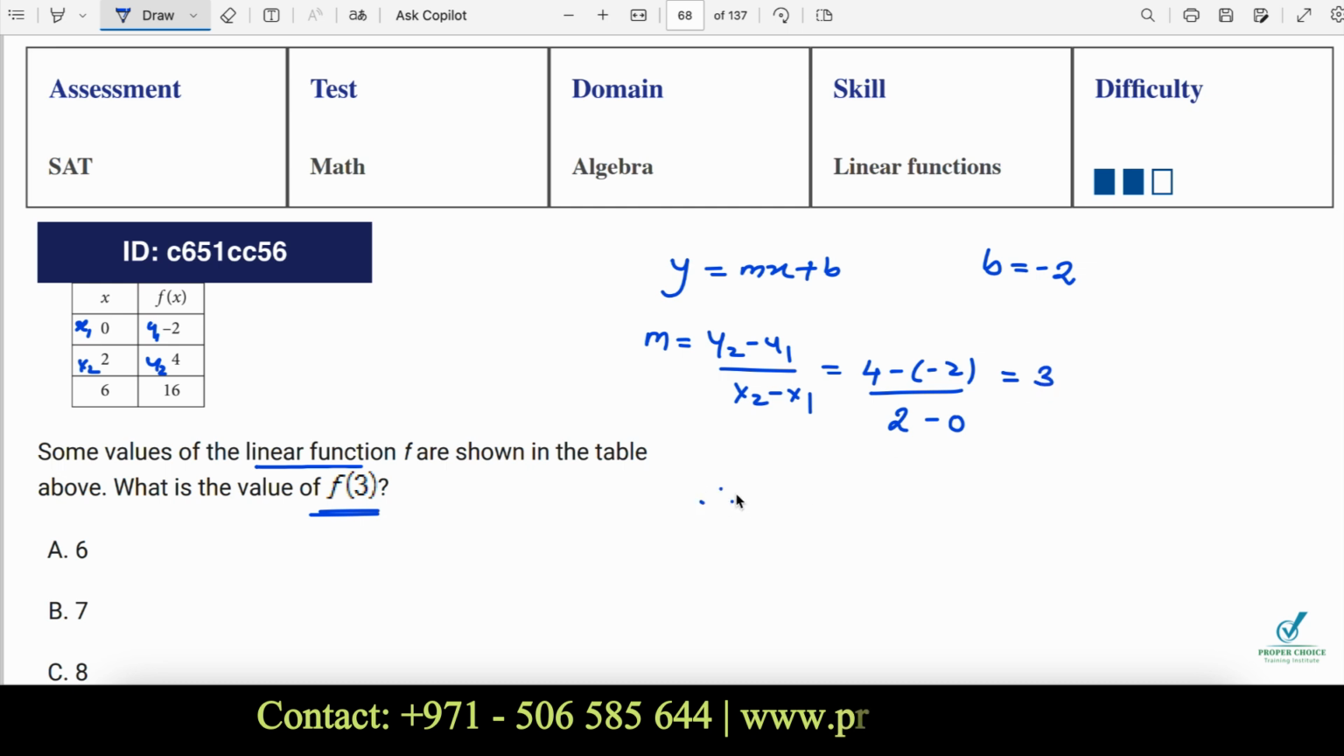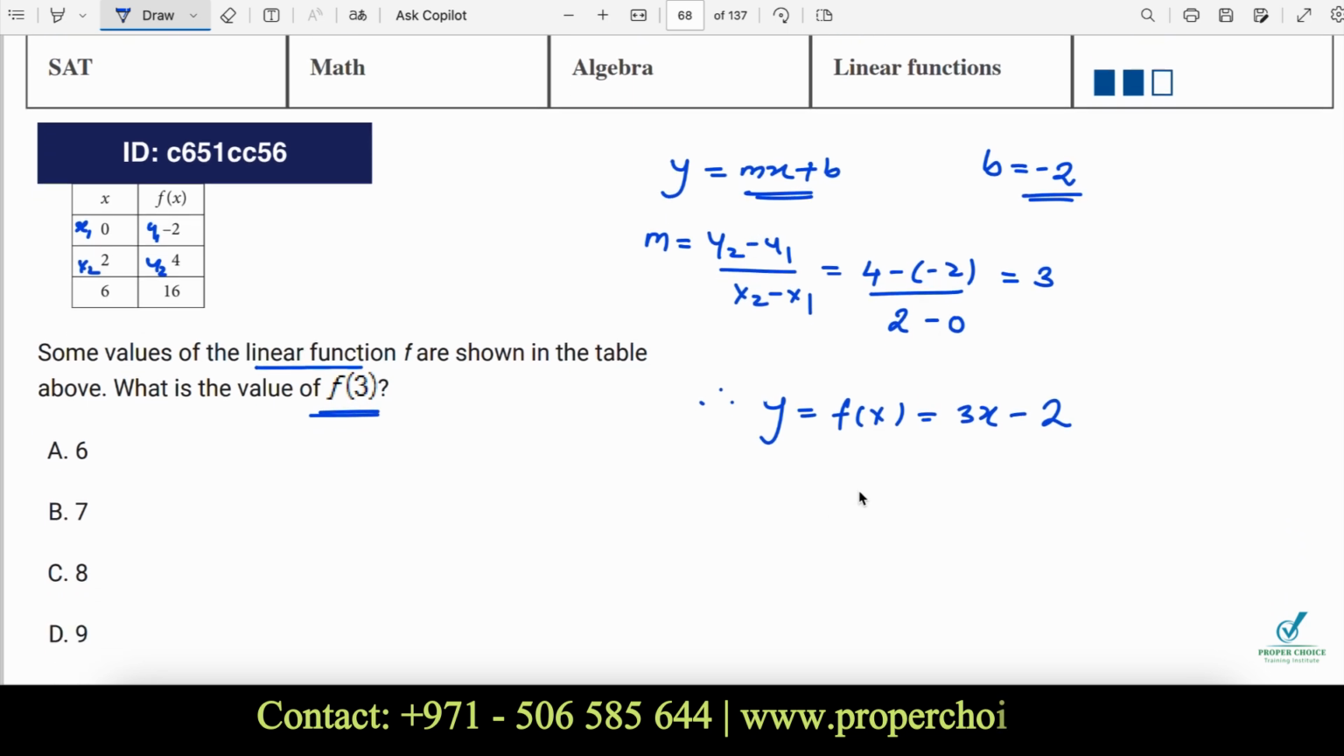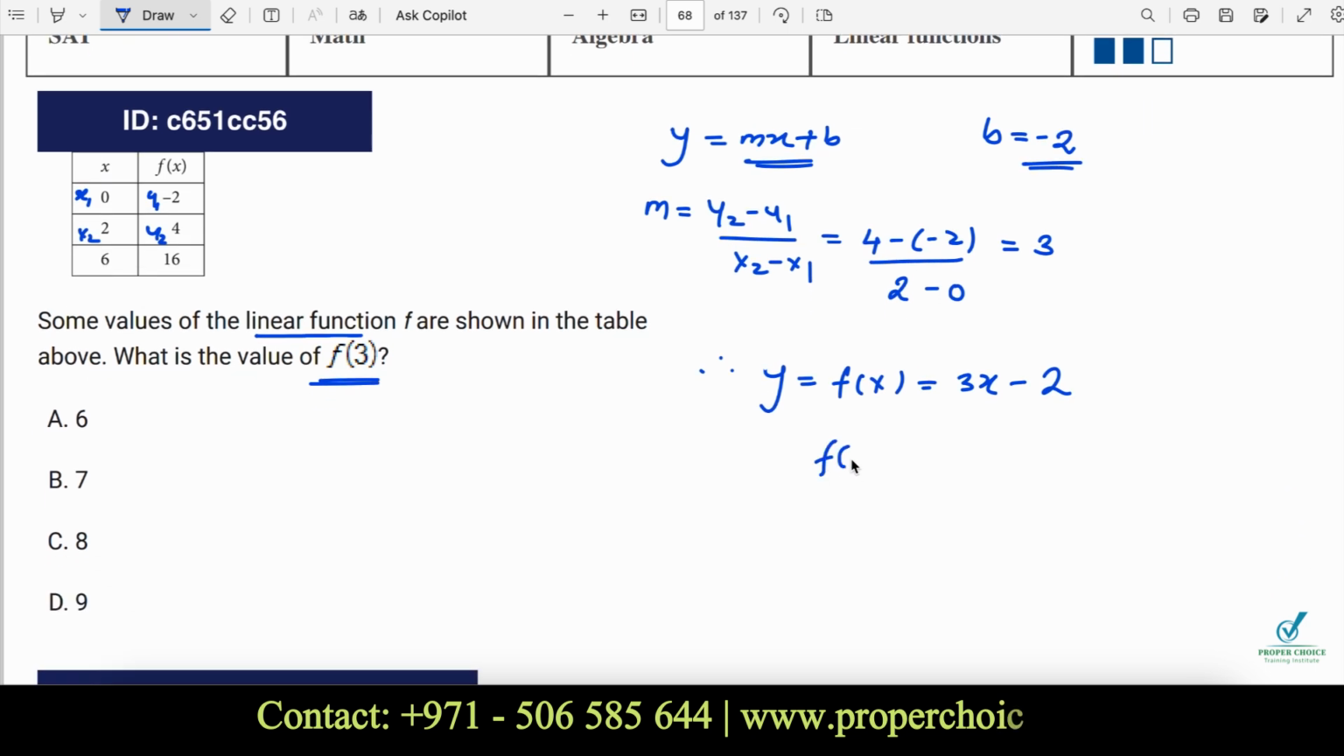So finally your equation becomes y equals, which is the same as f of x equals 3x minus 2, because the value of b here is minus 2. Now we are asked what is the value of f of 3. Substitute x as 3 and you get f of 3 equals 3 times 3 minus 2, which is 9 minus 2, which is 7. So B is the right answer to this question.